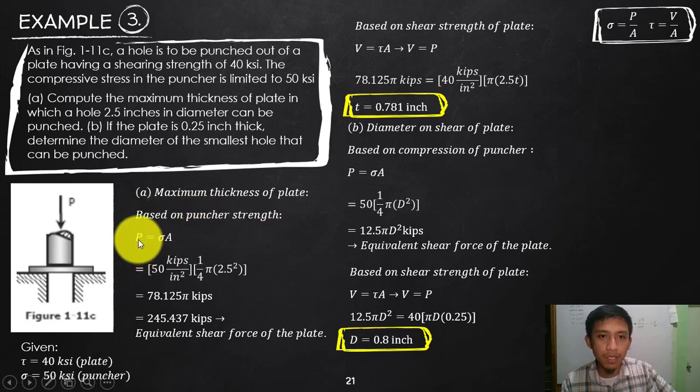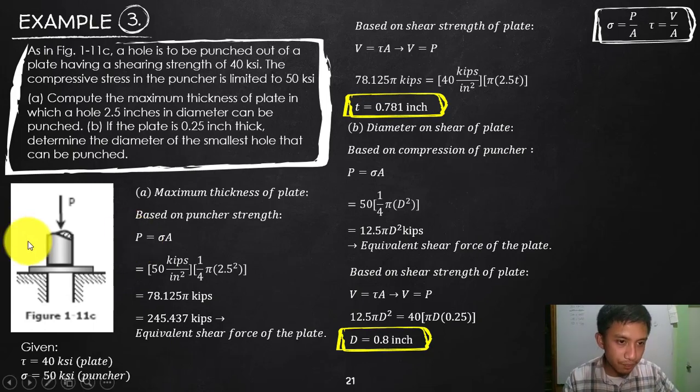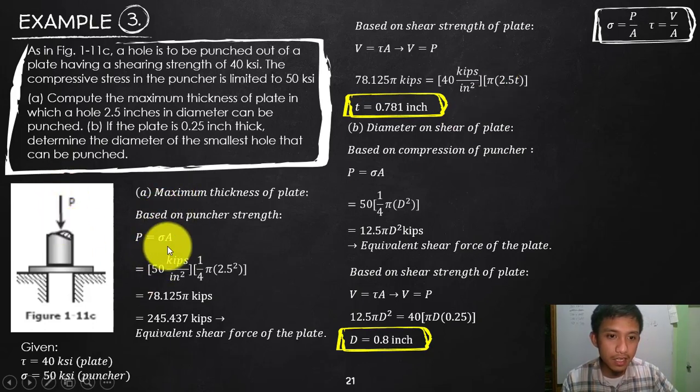Again, what is the type of stress on the puncher? Look at this. If I cut the puncher, the area is perpendicular to P, so that is a normal force, or normal stress. We are given the strength, which is the stress the puncher can carry. So all we need to find is how much P, since we will be needing that force P in shearing later on.